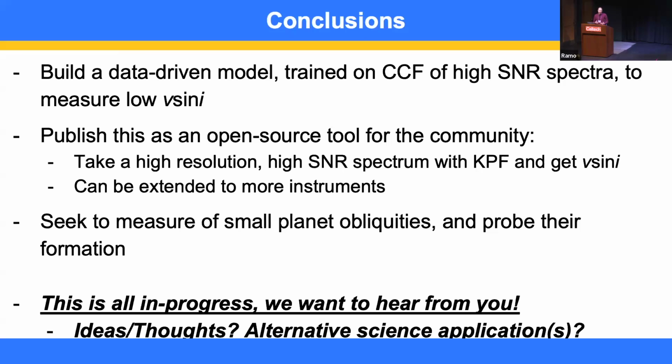But we think this is really promising in that if we could build a tool where you plug in a high SNR spectrum and you get out an accurate and precise V sin I value, then we can go off and get hundreds of spectra of planet hosts and non-hosts for small planet hosting stars, and start to discern, is there an obliquity trend for small planets like there might be for the hot Jupiters? But also, if you have ideas of what you would do with such a tool, I would love to hear about that, thinking about alternative science applications. Yeah, I'll stop there.